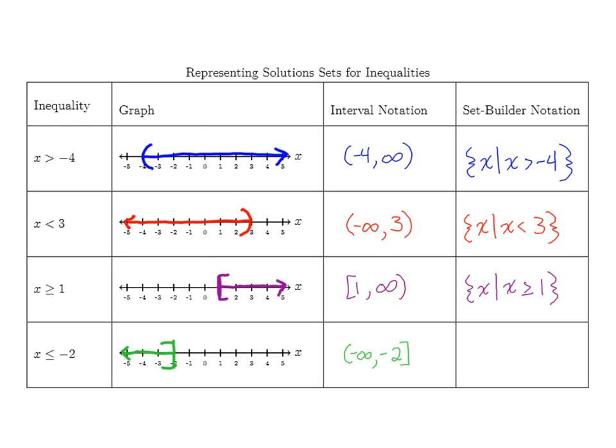When I go to write this in set builder notation, I need to write the set of x such that x is less than or equal to -2. So I'll write a curly bracket to start that set. I'll write in my x, I'll use a straight bar for such that, and then I'll input the inequality x less than or equal to -2, and finally I'll end that with a curly bracket.